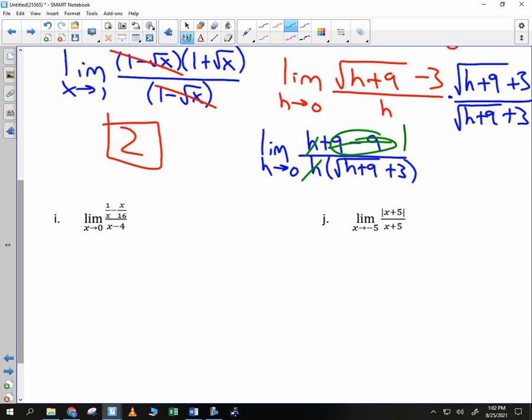I plug in 0. 0 plus 9, square root, plus 3. That gives 1/6.